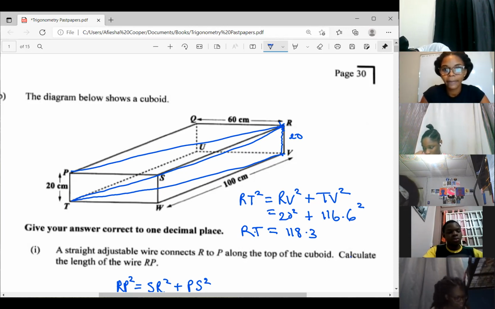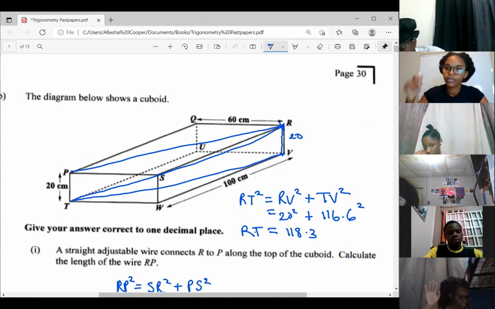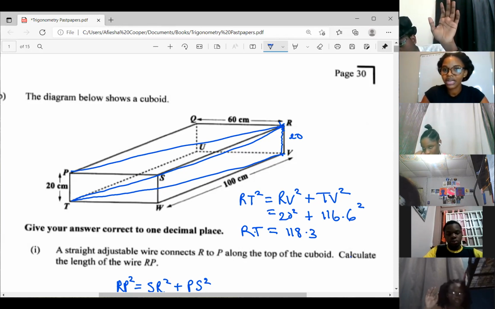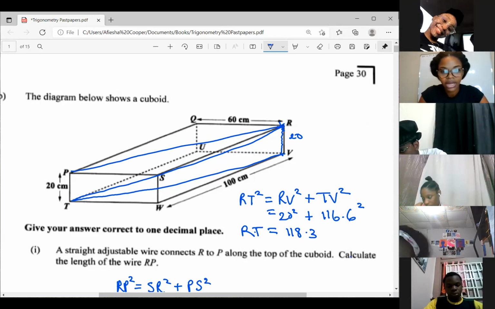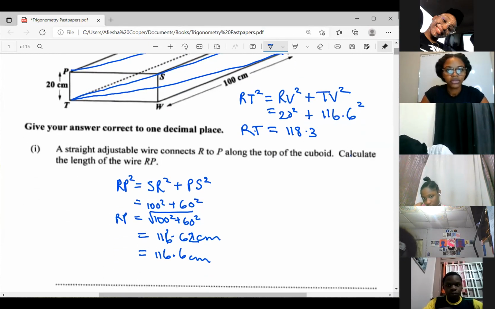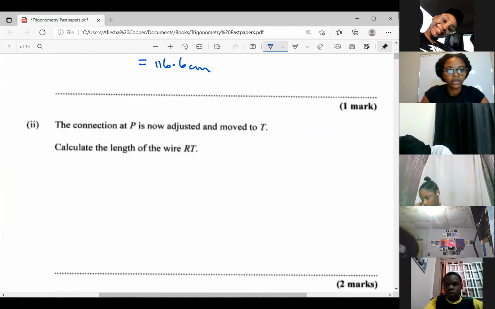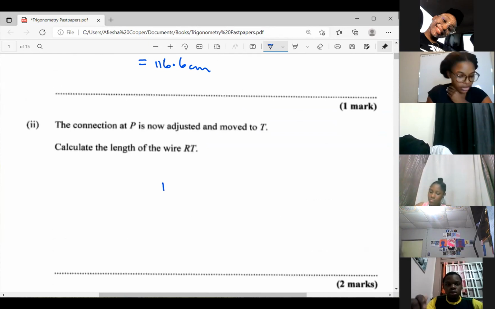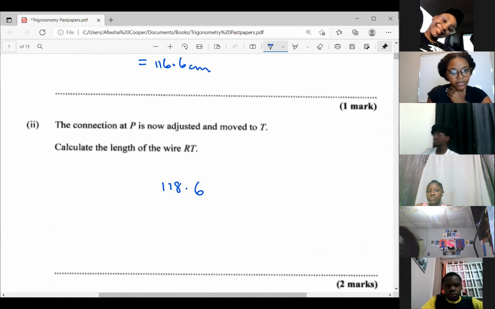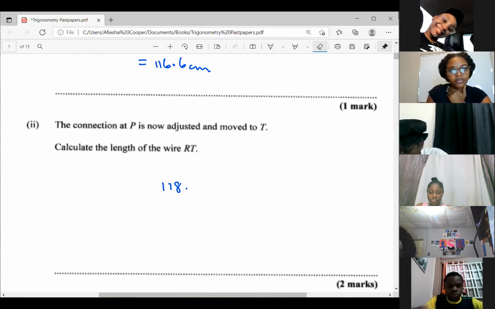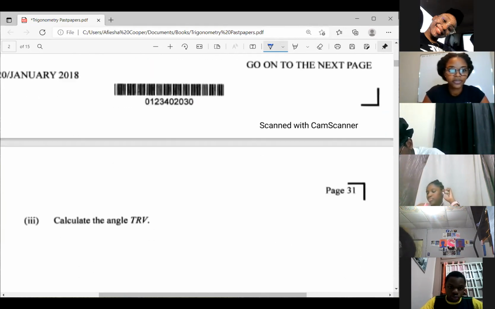How many of y'all got that? All right, nice work, Jewel and Matthew and Shaniqua and everybody else who got it. Good job. So this will be 118.3 centimeters. All right, next one.